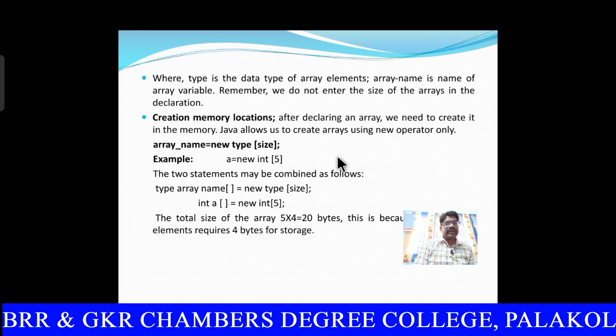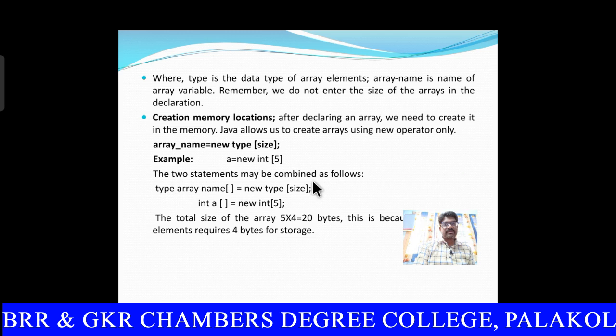if you are using int a of 5, how many locations does it declare? 5 locations will be occupied, from 0 to n minus 1, that means 0 to 4. Here in Java, the memory is allocated using only the new operator. Here new is the operator. When you are using the new operator, memory is allocated to a particular array. So array name is equal to new type of size, for example a is equal to new int of 5. How many locations does it occupy? 5 locations, from 0 to 4.